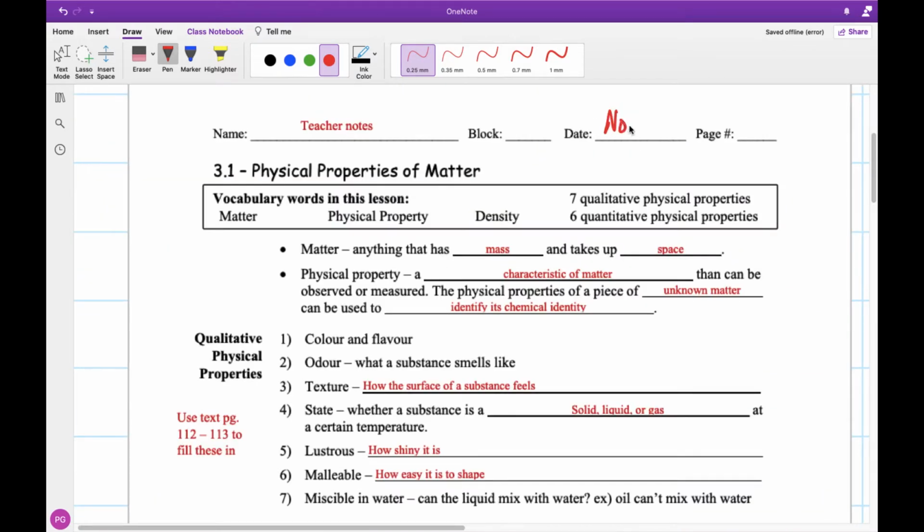So today's date is November 19th, and this would be page number 1 of our unit here. You can put your name up here. Don't worry too much about the block right now.